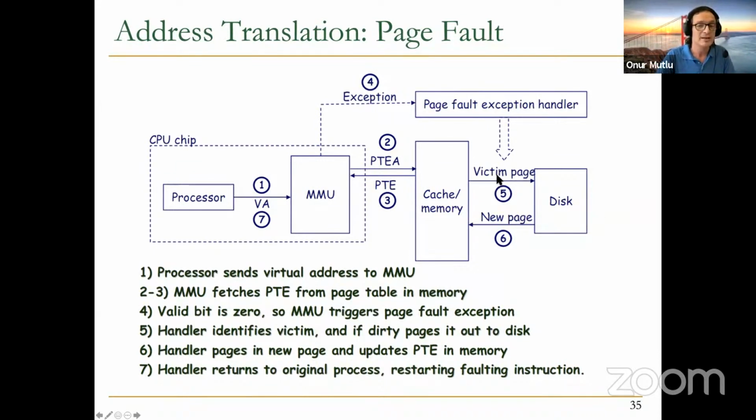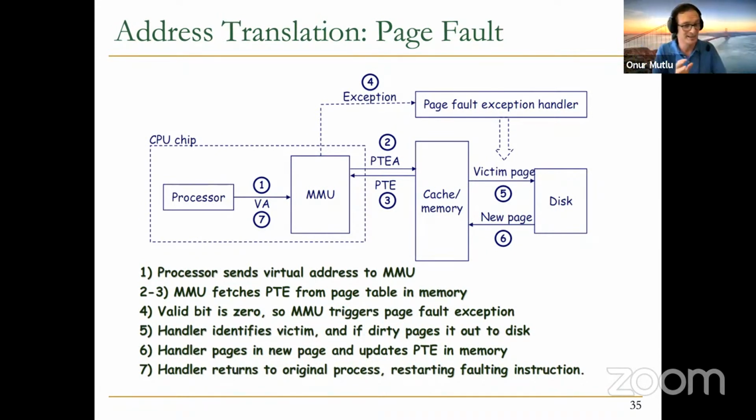If it's full, the page fault handler identifies a victim page and replaces it with the new page coming from the disk. Of course, if the victim page is dirty, it needs to be written back to the disk, right? Then the page fault handler pages in the new page and updates the PTE in memory. It changes the translation, and it changes the translation for the evicted physical frame as well. So think about how to do that.